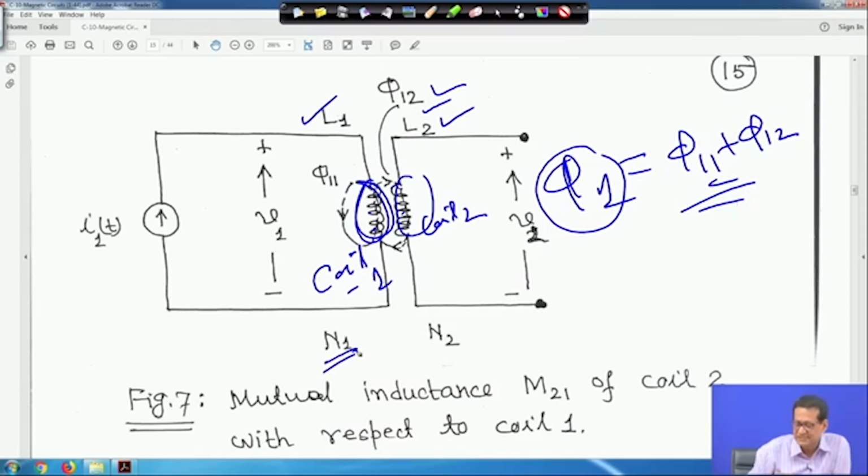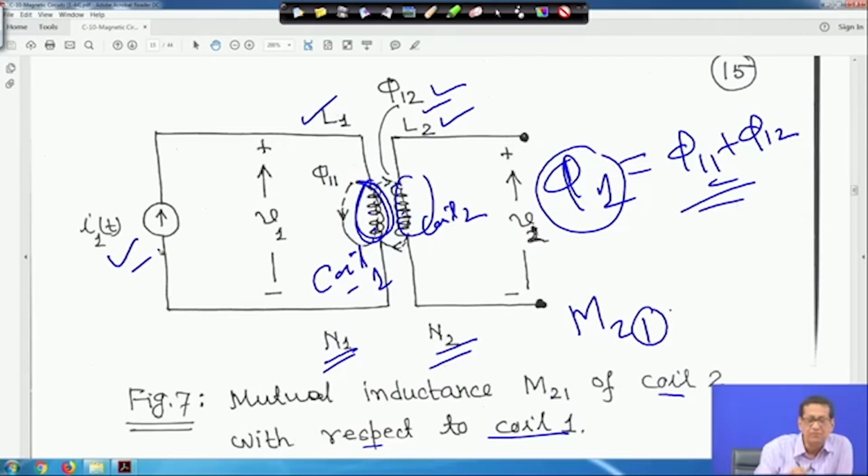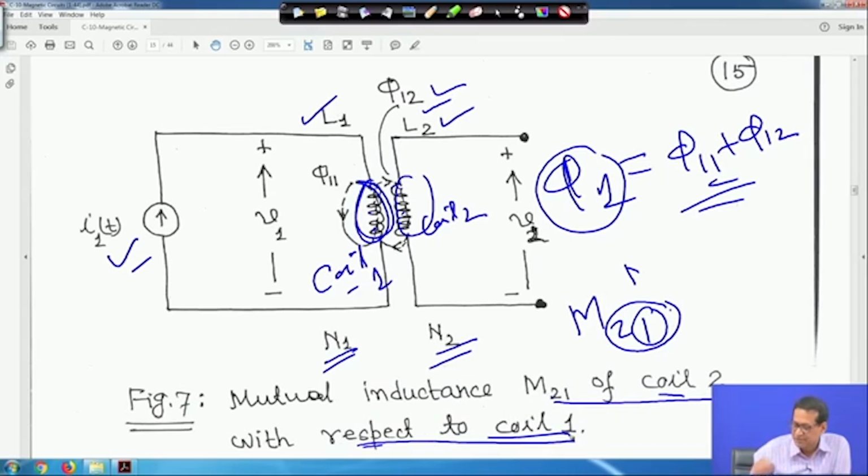The number of turns of coil 1 is N1 and the number of turns in coil 2 is N2. Mutual inductance M21 means coil 2 with respect to coil 1. When you say M21, that means coil 1 is excited by some current I1, and we are trying to find out the mutual inductance M21. Whenever we write M21, it means mutual inductance of coil 2 with respect to coil 1. This is the way you will read it.